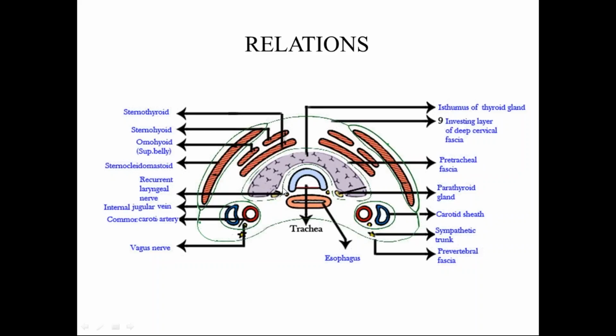Now, what are the relationships of the medial surface? The relationships of the medial surface are two tubes, two nerves, and two muscles. The two tubes which you are seeing here are, one, the trachea, and the other, the esophagus.